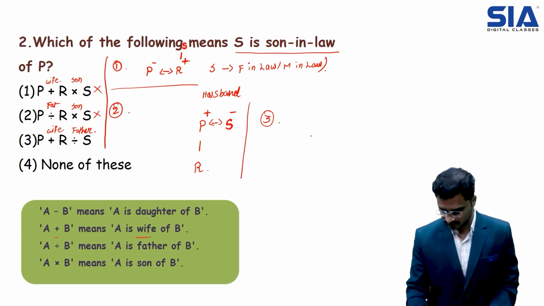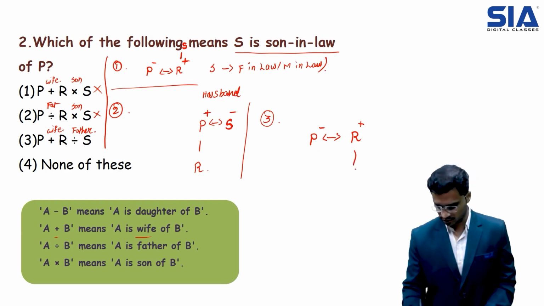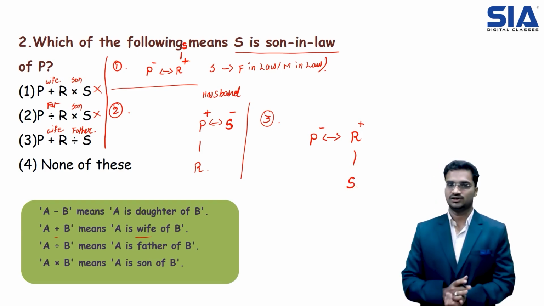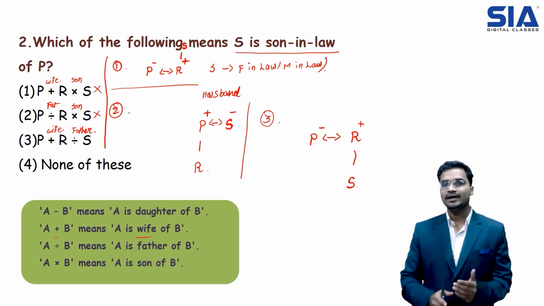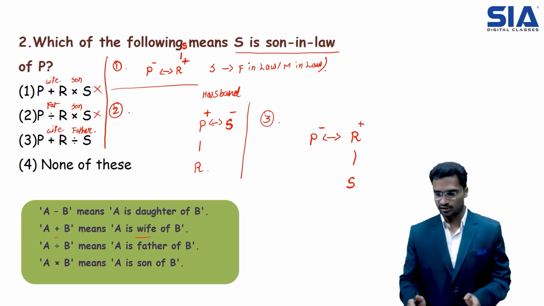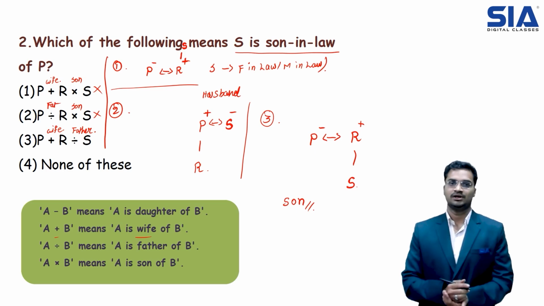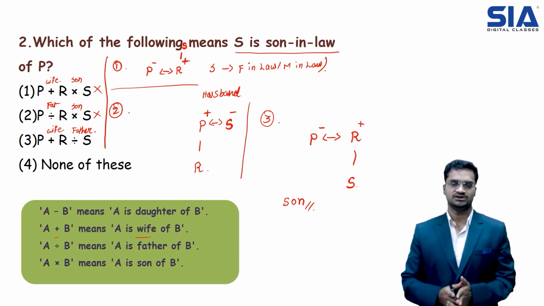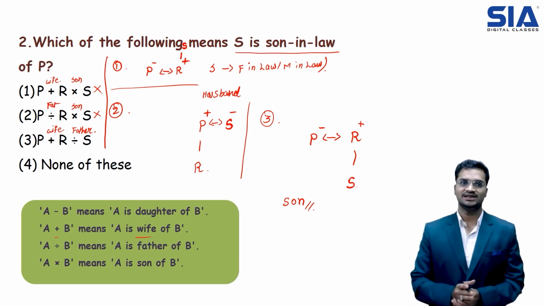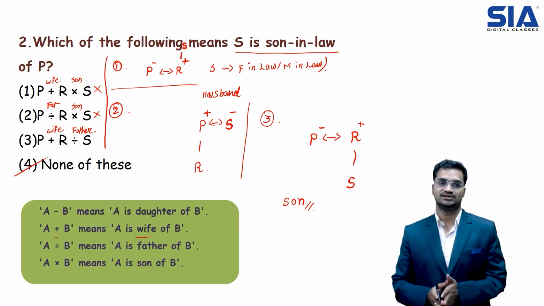So P is the wife of R. So I can say that P and R are married, and R is the father of S. So in this third option, am I getting S as the son-in-law of P? No, because in the third option S will become the son of P. Now we have checked all three options, but we did not get the son-in-law. So our answer is none of these, because none of the three options gives me the son-in-law.